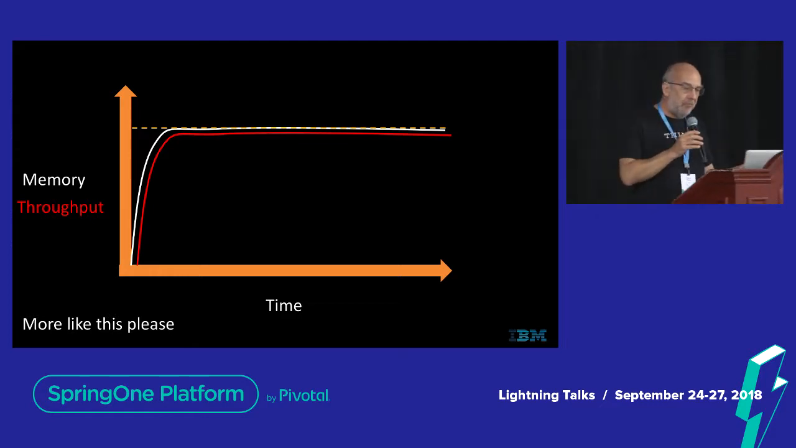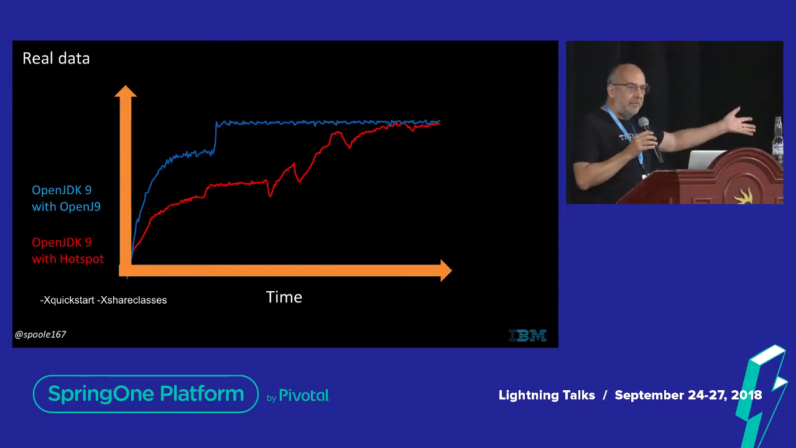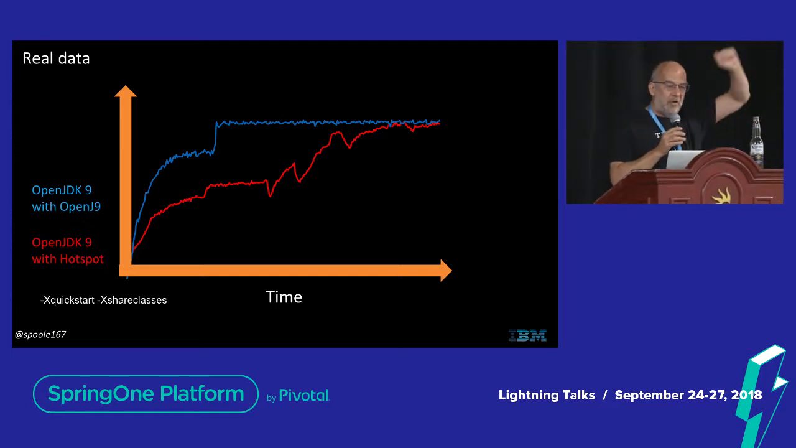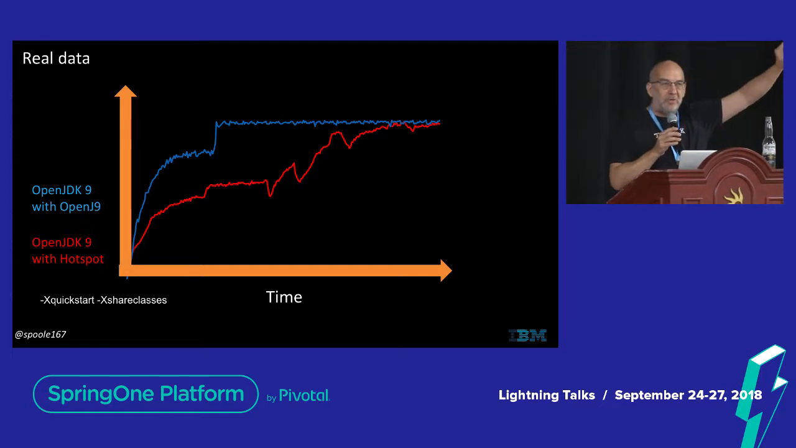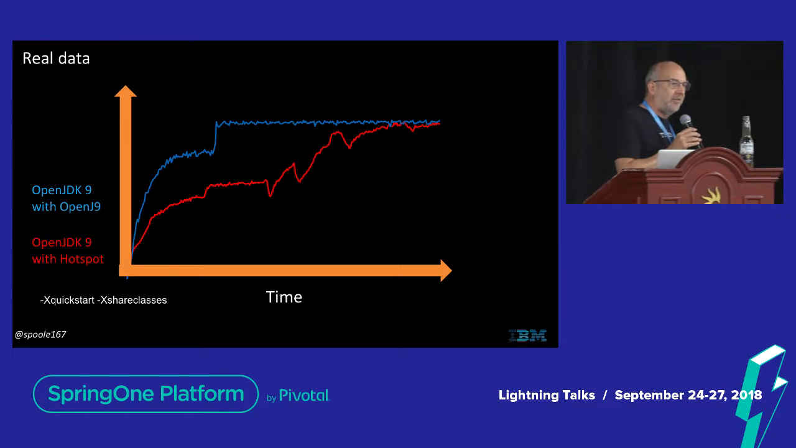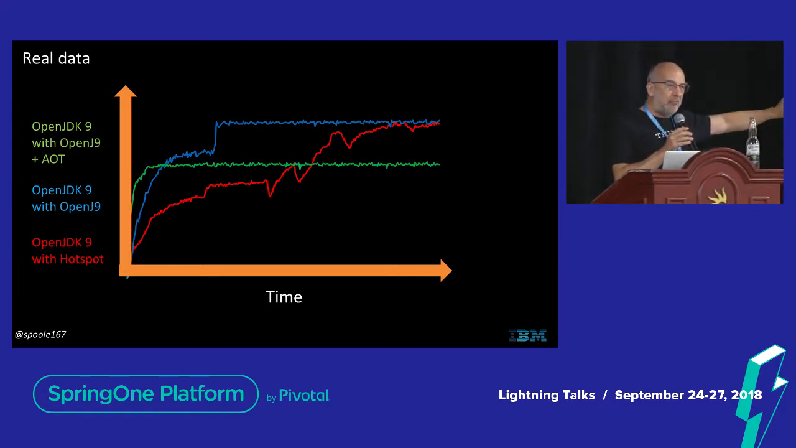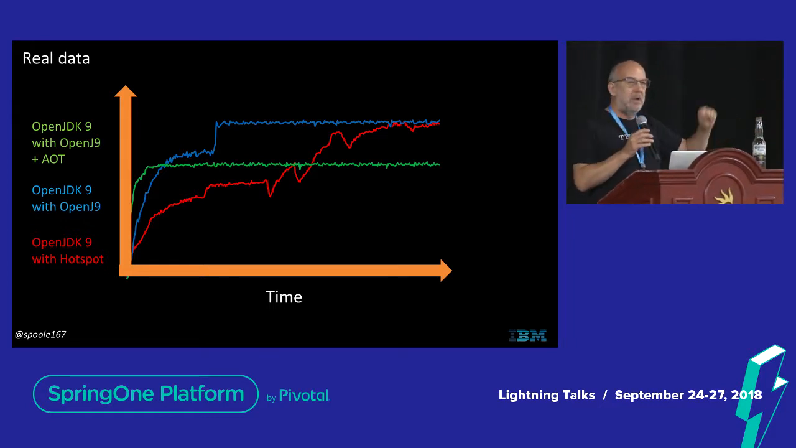Let me give you some real data. The red line is OpenJDK 9 with HotSpot. This is state-of-the-art for HotSpot. You switch to OpenJ9, you get the blue line performance. The difference between the red line and the blue line is more work achieved, which saves you money. The green line is what you can do if you really want to tweak it and get enormous startup. You want to get really fast, it costs you some throughput, but that's part of the game.